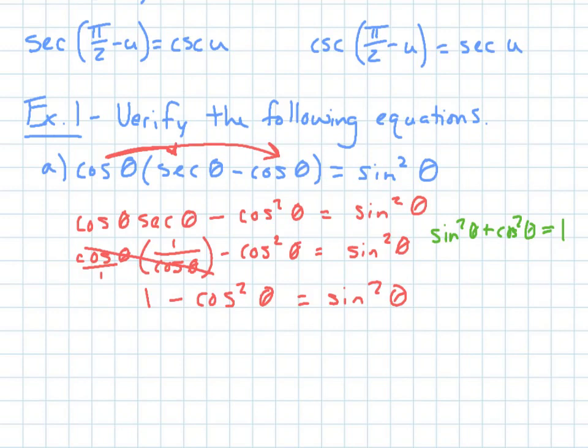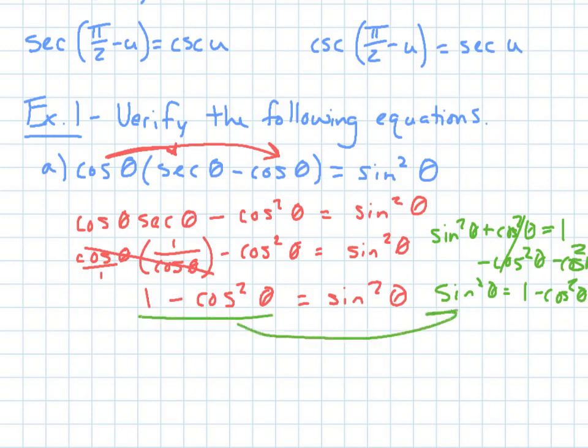So cosine squared plus sine squared equals 1. If I manipulate this a little bit and move cosine squared over to the other side, that gives you sine squared theta equals 1 minus cosine squared theta. So that means that this is equal to that.